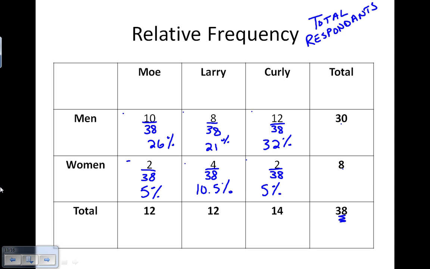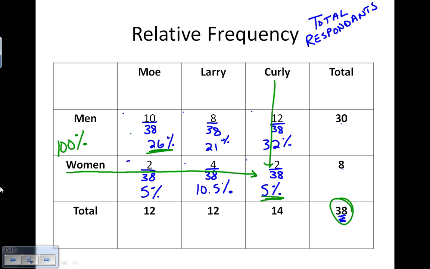So what this means is that if we add up all these percents, 26 plus 21 plus 32 plus 5 plus 5 plus 10.5, all these percents should add up to 100%, because this is 100% of the total population. So simply looking at it, it means that 26% of the people who answered the survey were men who favored Moe. 5% were women who favored Curly. So of all the participants, only 5% were women who favored Curly.